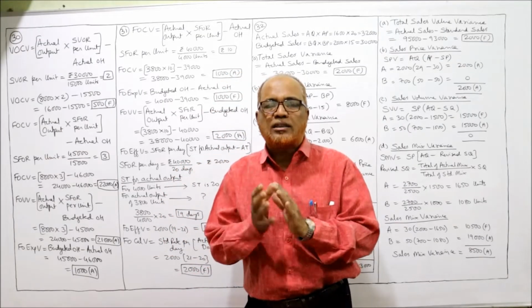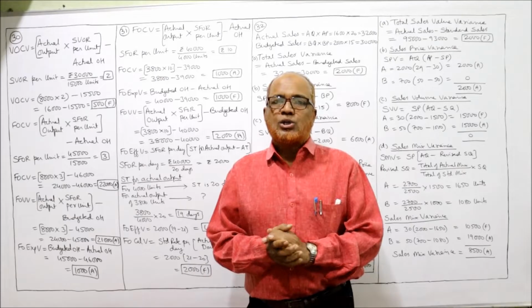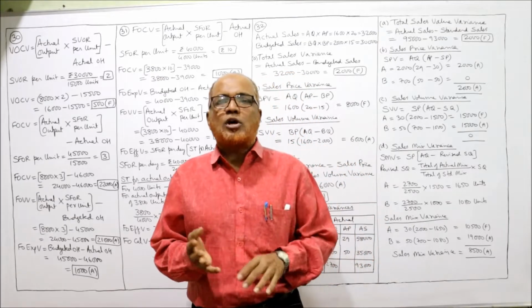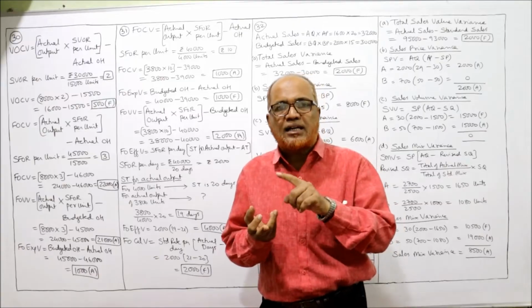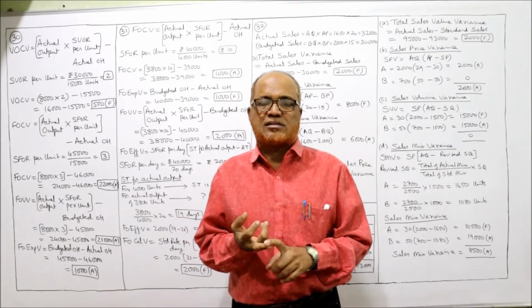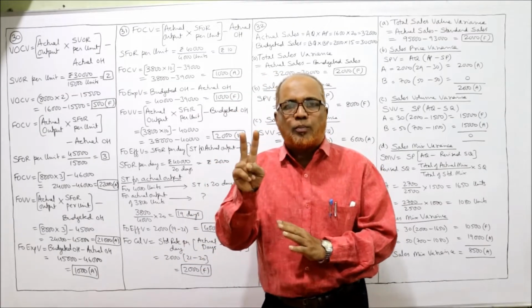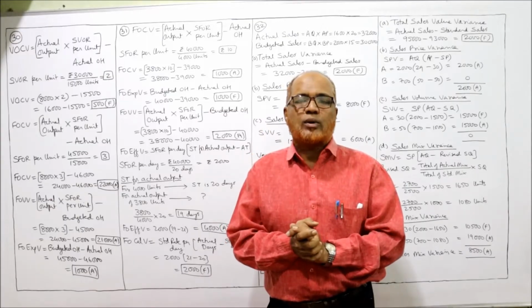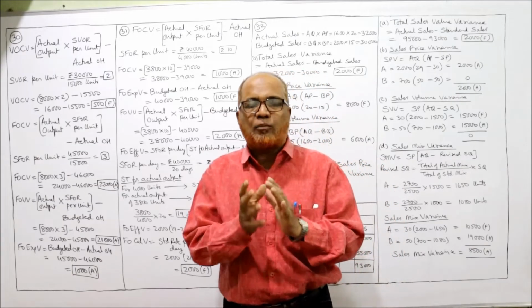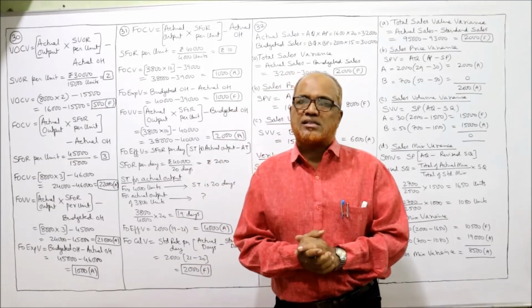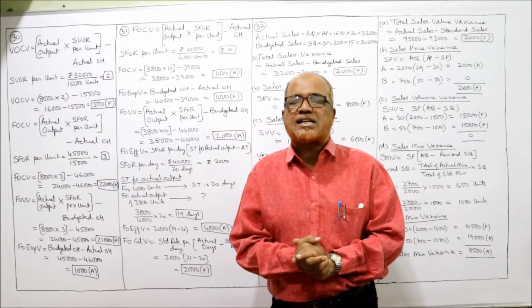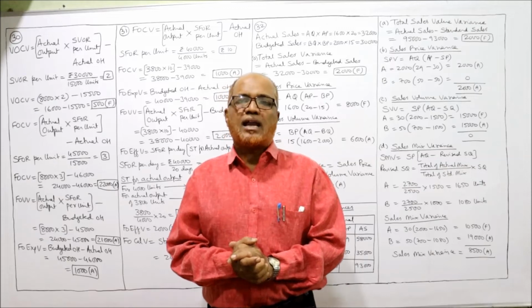Now I'm going to start the 30th problem. So already I have completed the problems on material variances, labor variances, and we have started the problems on overhead variance. So in this video, two more problems on overhead variance I am going to explain. After that, I am going to start the last topic, that is sales variances. That will be the end of the topic of standard costing and variance analysis.